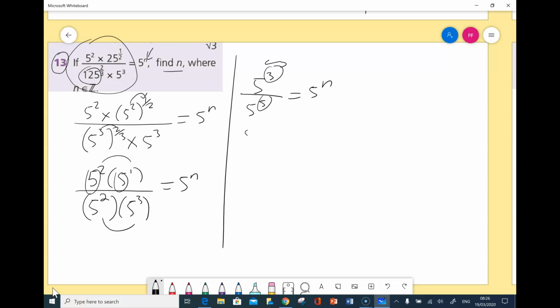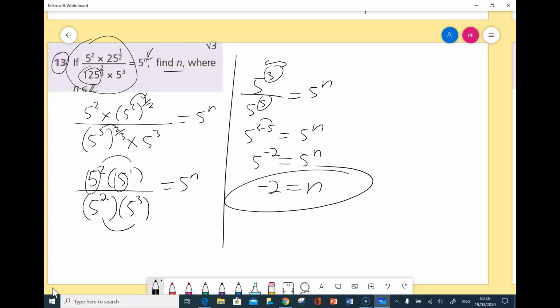So 5 to the power of 3 minus 5 equals 5 to the power of n. 3 minus 5 is minus 2, equals 5 to the power of n. So base numbers are the same, so indices must be the same. Minus 2 is equal to n.